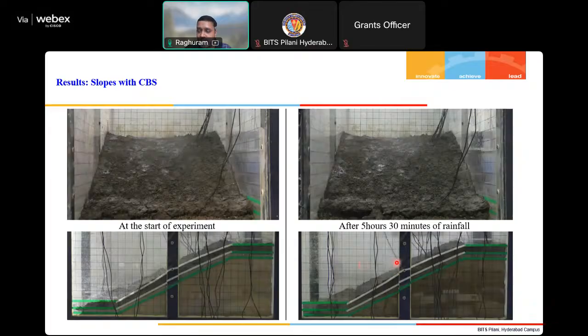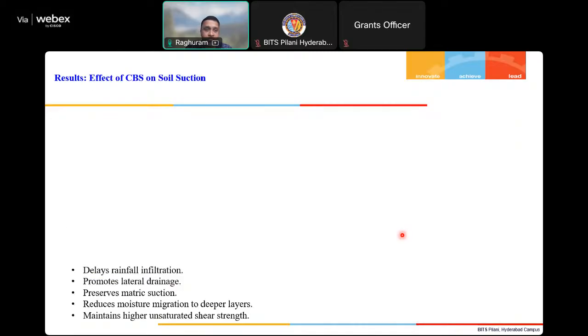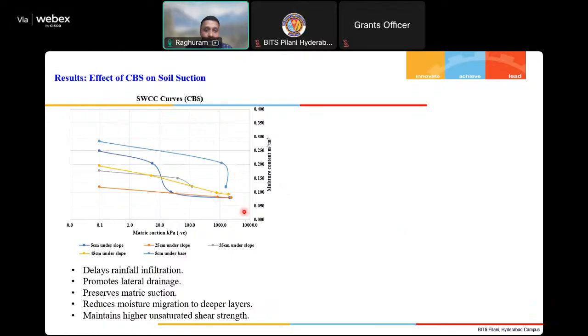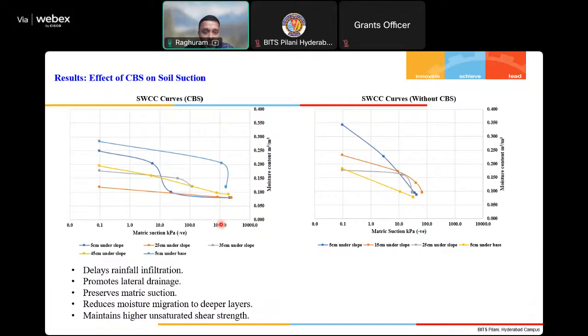Most of the slope is intact, and you can also see the matric suction is being preserved under the slope. That means we can say that the slope is stable. If you look at the same matric suction and moisture content sensor readings, with CBS the matric suction is 1000 kilopascals. Without CBS, as I said, it is just 60 or 70 kilopascals.